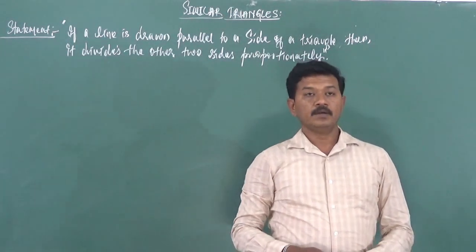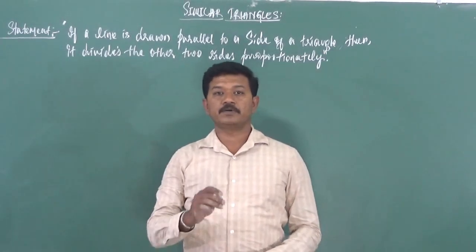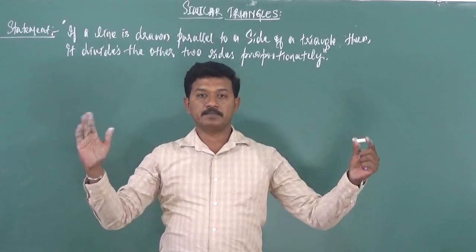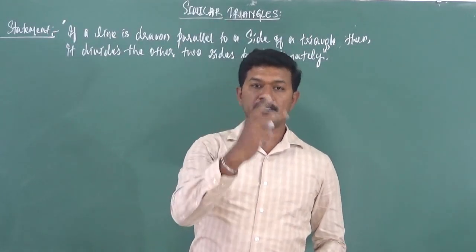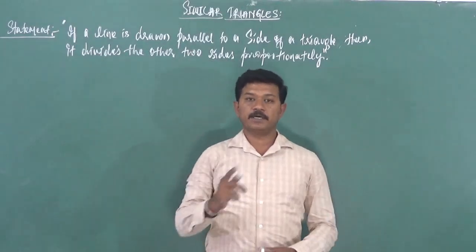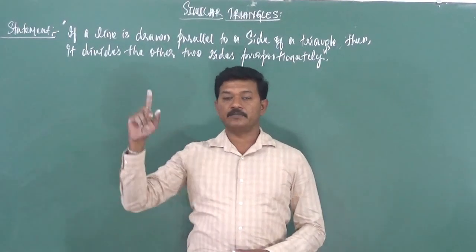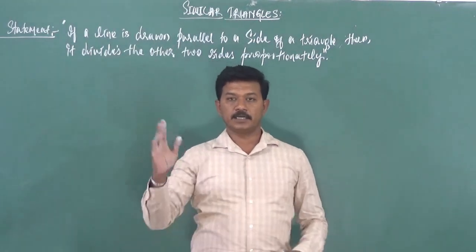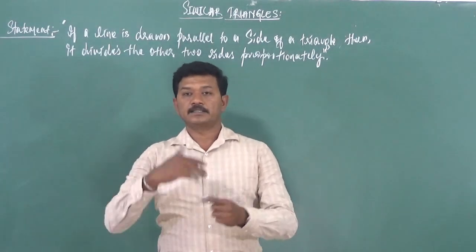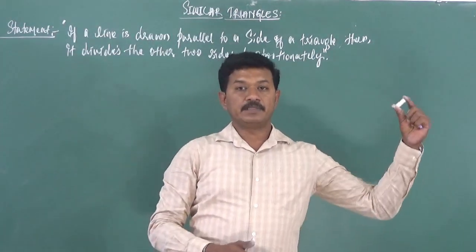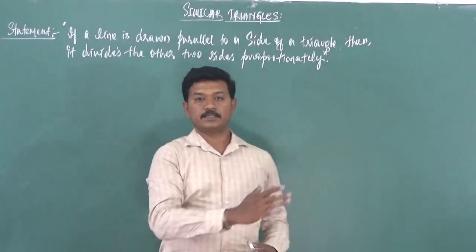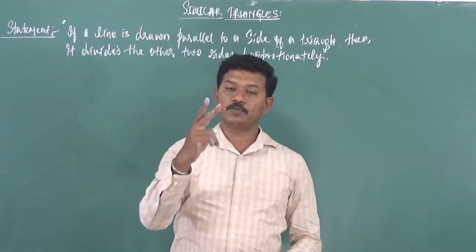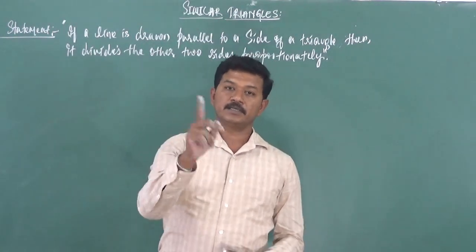Now, before proving any theorem, the most important thing is to first read the statement. The entire statement of the theorem has two parts in it. The first part, from if to then, is called the hypothesis. The second part of the statement is from then to the end of the statement, and that becomes the conclusion. So in the statement there are two parts: one is the hypothesis, another is the conclusion.